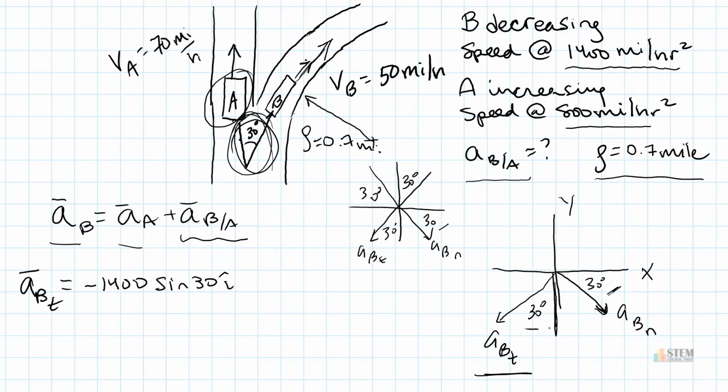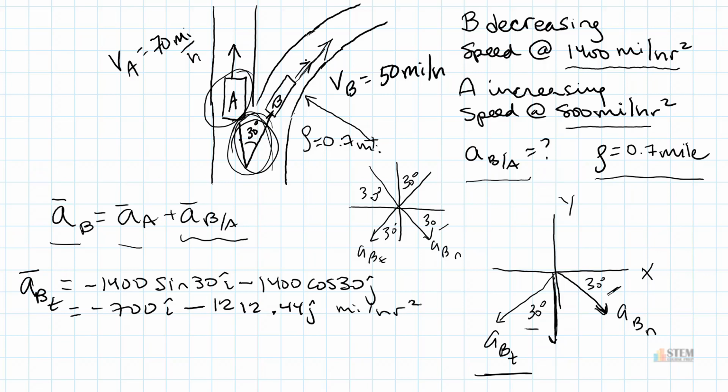Now it also has a J component, right here. Let's find that. This is the adjacent side to that angle. It's going down, so we're going to have a negative 400 cosine 30 J. Now let's simplify that. That gives us negative 200 I minus 346.41 J, and that's going to be in miles per hour squared.